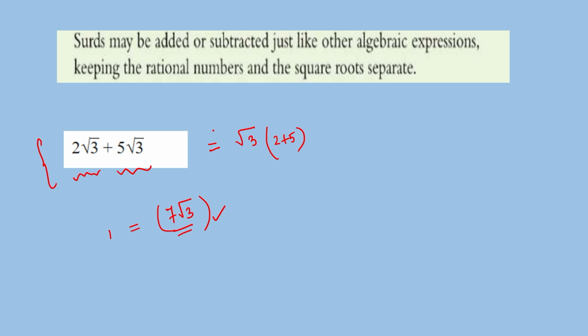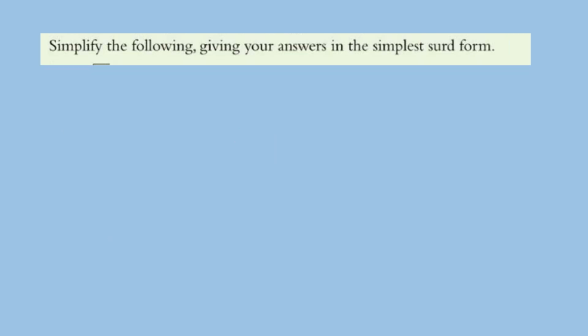Okay, so 2 root 3 plus 5 root 3 is equal to 7 root 3. This is how you add or subtract surds. You just keep the rational numbers separate, and you keep the square roots or the cube roots separately. Now we'll go through a few examples so that it is more clear to you.